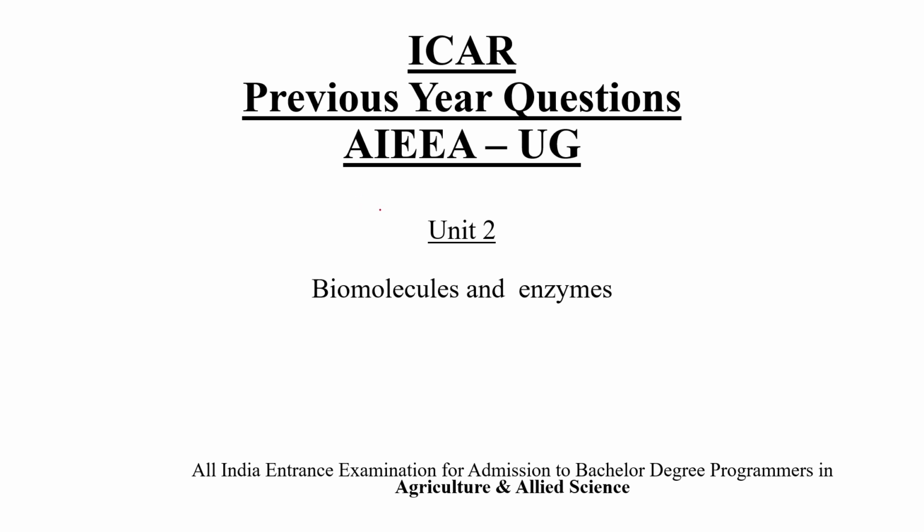Today we are going to discuss previous year questions of the AIEEE UG exam. These questions are mainly related to unit number 2, mainly the biomolecule and enzyme topic.